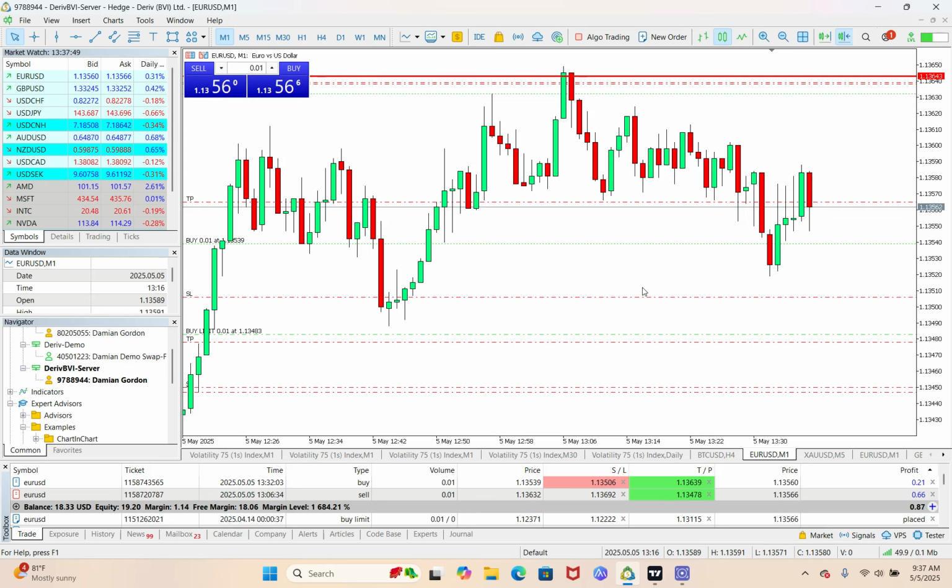Sellers are taking it down. Buyers are trying to respond. Buyers are rejecting sellers. Oh wow. Big war, sellers and buyers. From sellers to buyers, from buyers to sellers. Sellers are trying to resist buyers.